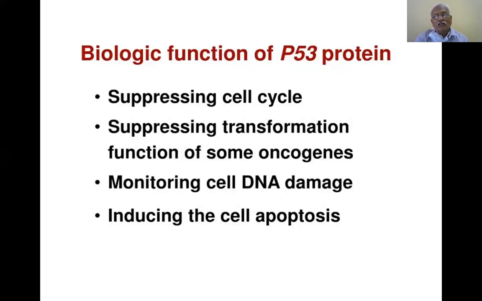So oncogenes will always be there waiting to take their chance. But the biological function of P53 protein is that they will be suppressing the transformation function of some oncogenes awaiting the chance. And they will be monitoring the cell DNA damage. And they will induce cell apoptosis, thereby unnecessary multiplication of the cells will not take place at any stage of life. So these are the 4 things you have to remember for your lifetime.